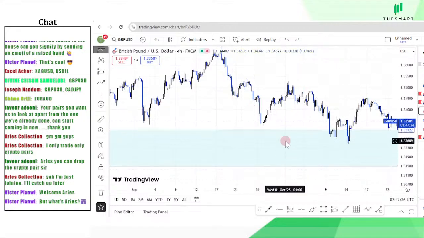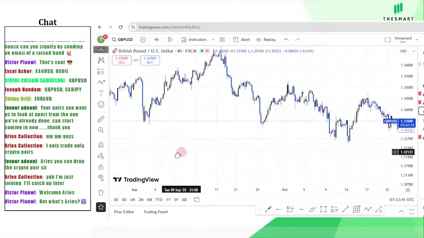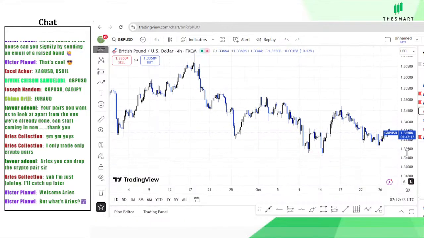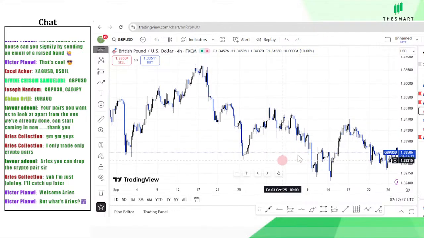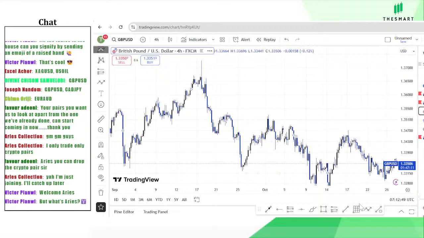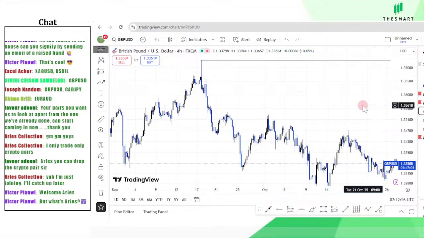So I want to take everything off, so we'll get to look at the 4 hours. First, we'll be working with this high here. You see this high? This high is very, very important on GU.